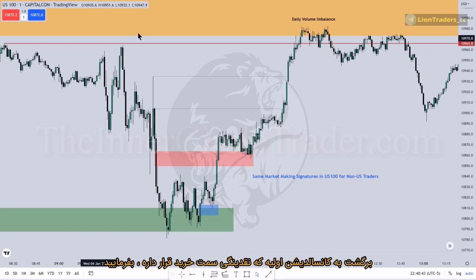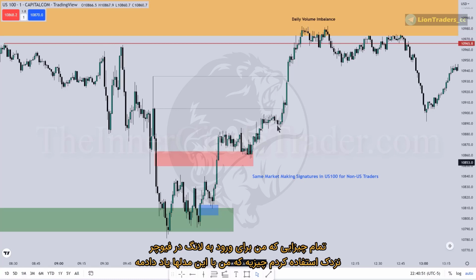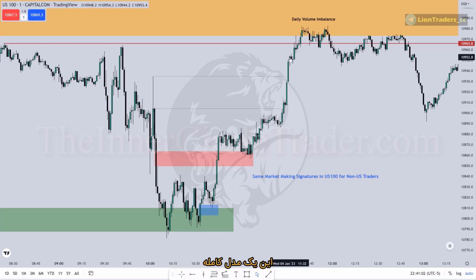Back to the original consolidation where buy side liquidity is. There you go. That's the market maker buy model. Everything that I use to go long in the NASDAQ futures is what I taught with these models. This is an entire model. You could be a buyer down here, and that could be your entire run right there, and you're done.